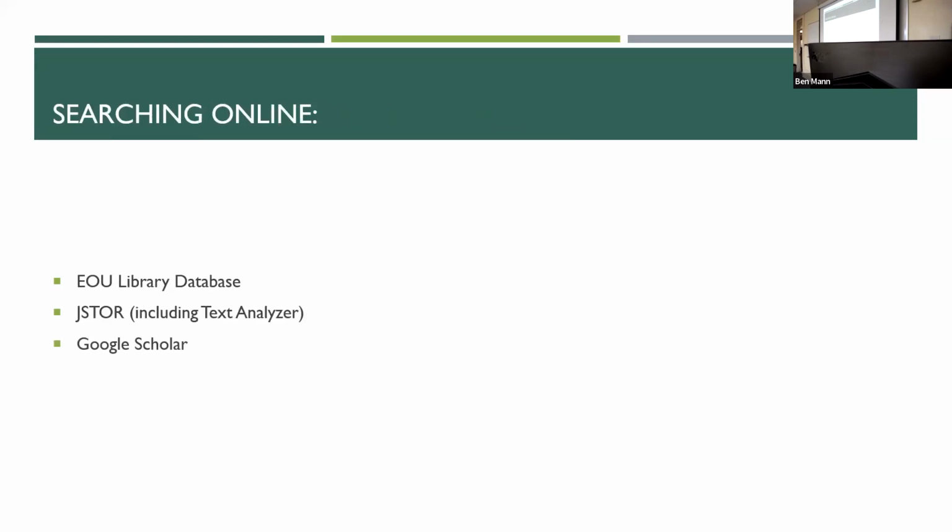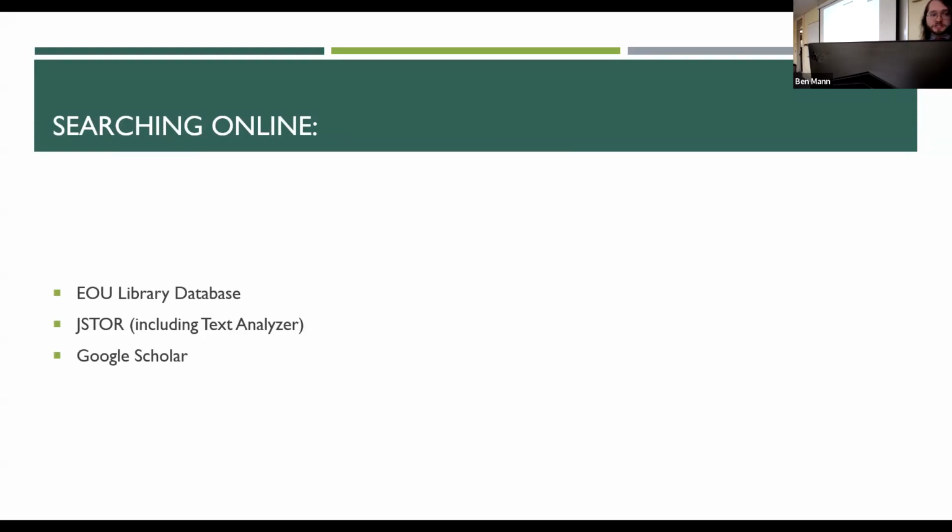So when it comes to searching online, you might use the EOU library database. You might also use JSTOR, right? JSTOR is a really great source for finding resources. EOU also has a JSTOR database that you can use. And JSTOR not only allows you to do searches, but it has a really cool feature called the JSTOR text analyzer.